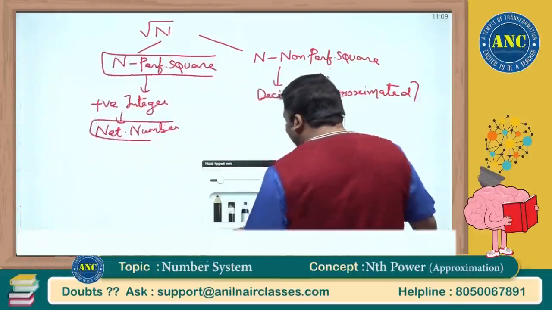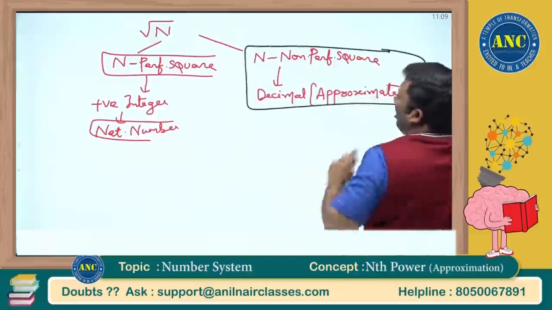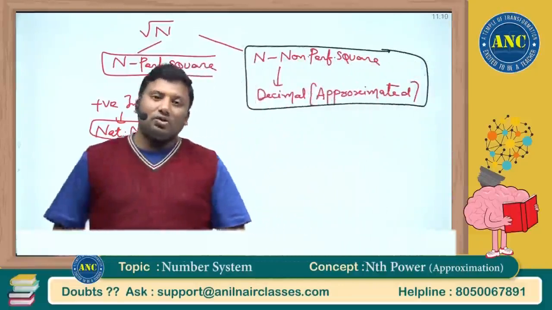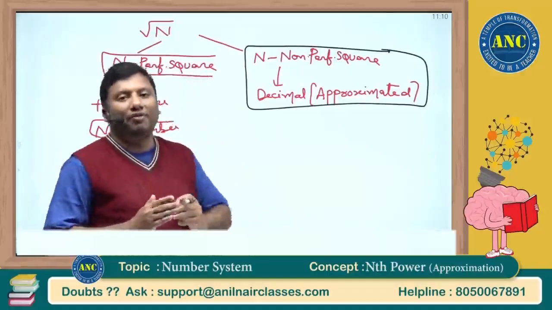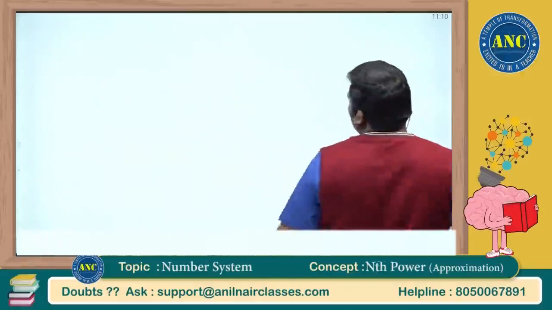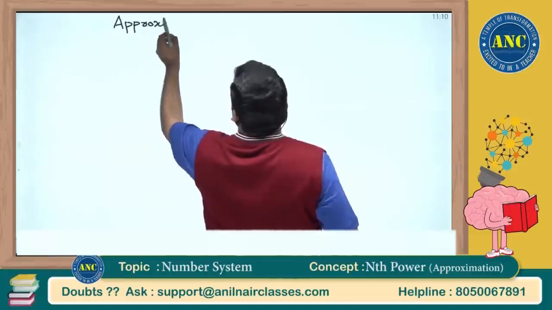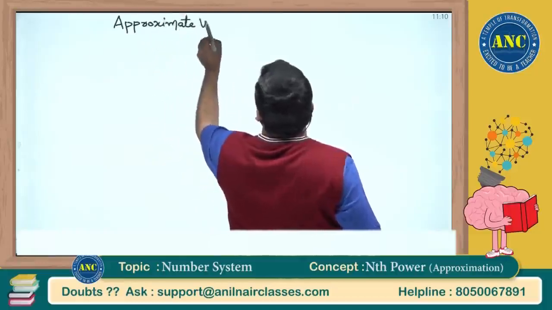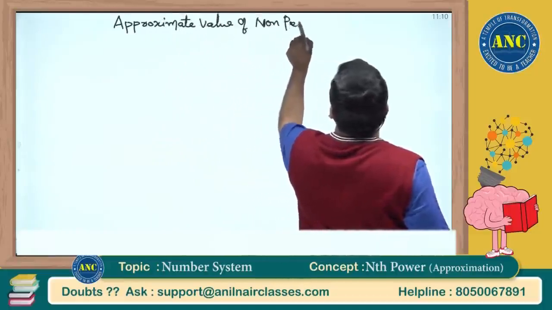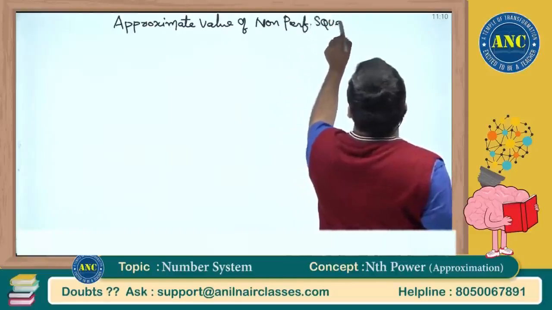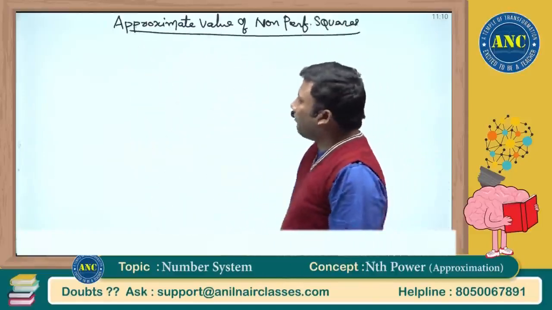Now we will see how to find out the approximate value of a non-perfect square. Very interesting logic. Watch till the end of the class. Then you will understand the beauty of thematic based learning. Approximate value of a non-perfect square. I will teach you multiple methods.